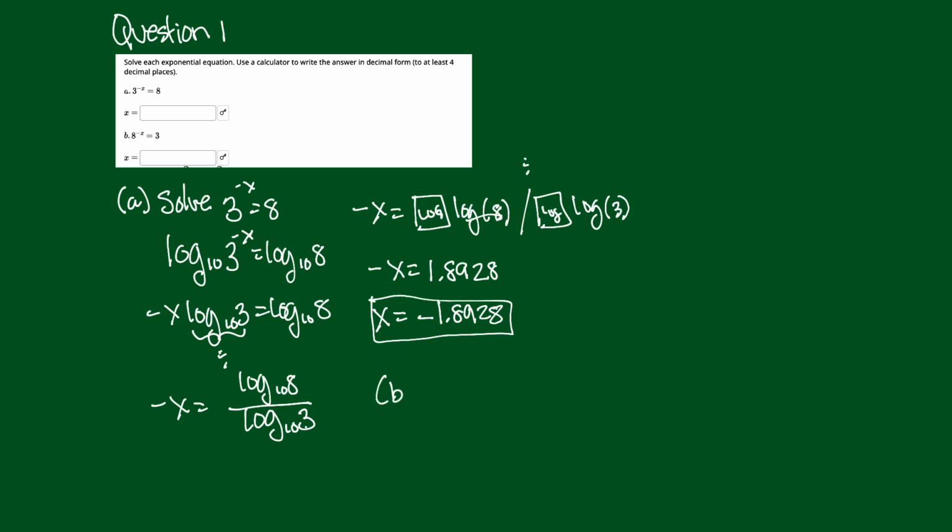Now, in part B, all you're going to get is this. You're just changing the positions of the 3's and the 8. So you're going to get the log base 10 of, instead of 8 on the top, you get 3. And you divide that by the log base 10 of 8.